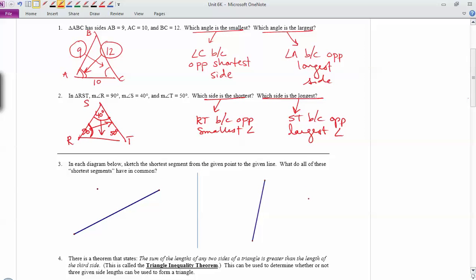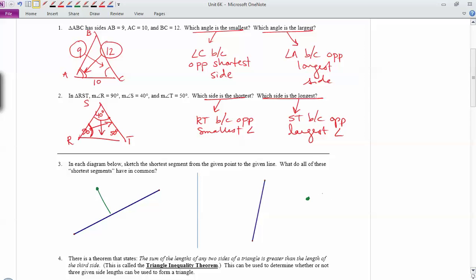Okay, number 3, we've actually talked about this before too. Shortest distance, or the shortest segment from any point to any line is, well, let's draw them in. So in this one right here, the shortest distance from this point to this line isn't going to be something that's kind of like off in the distance there. It's going to be the one that goes straight to the line as quickly as possible. And then in this other example right here, it's going to look something like that.